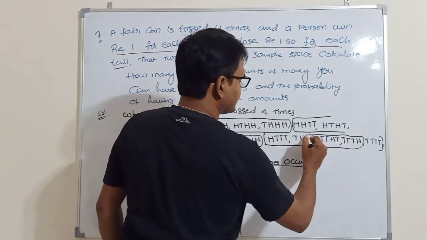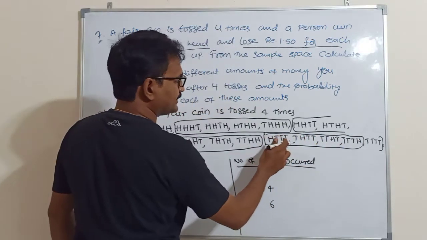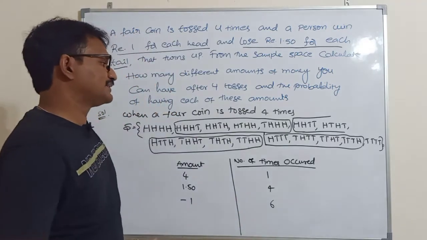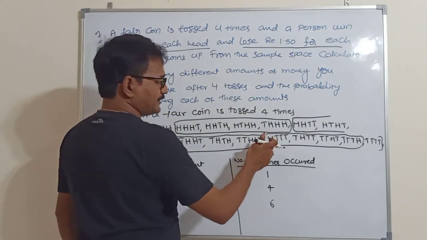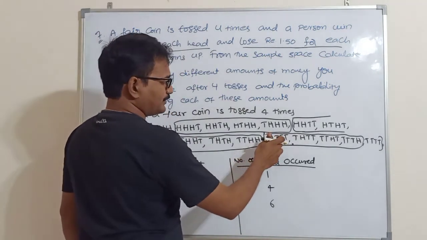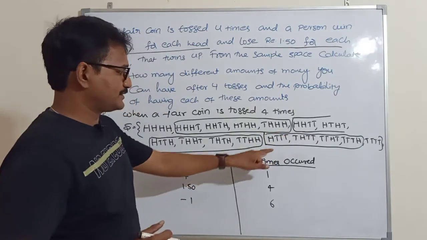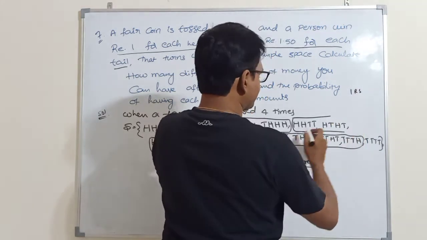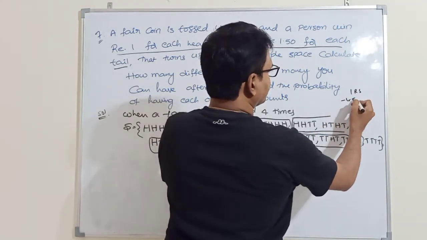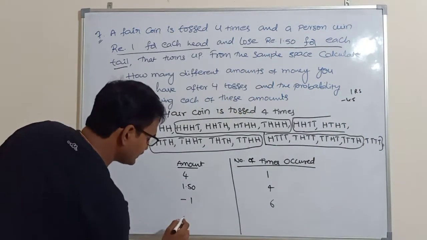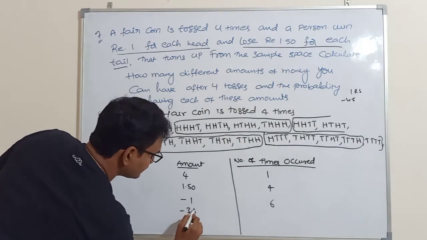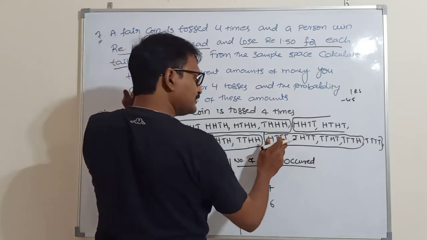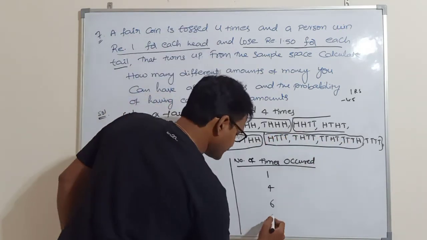Next, if you observe these sample points, 3 times tail is there, TTH, THT, HTT, and 1 time head is there. That means you will gain 1 rupee and you will lose 4.5 rupees. You will gain 1 rupee and you will lose 4.5. That means minus 3.50. So how many times did it occur? 1, 2, 3, 4 times.